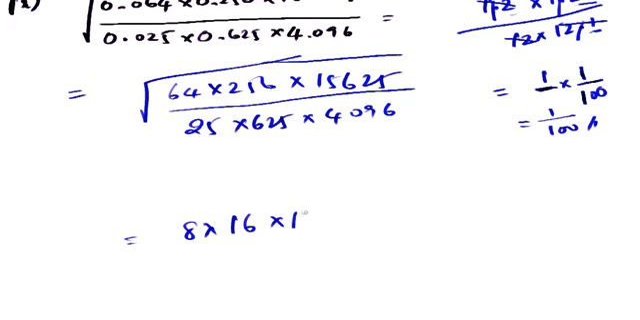This is nothing but 125 square. Then go through the denominator. 25 is nothing but 5 square. 625 is nothing but 25 square. Then what about 4096? This is a square of which number?